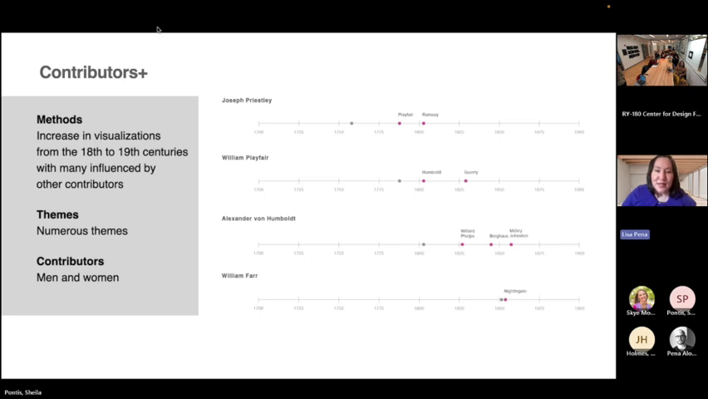Alexander von Humboldt actually had 5 individuals I found, and there's much more I know, but a few that were inspired by him. And then, as I mentioned earlier, Farr and Nightingale, who ultimately partnered up because of their interest in the field as well as how it applied to science.